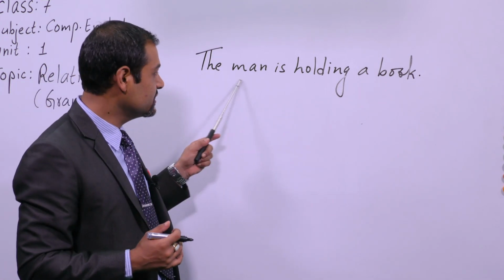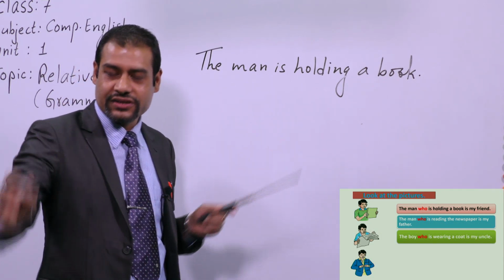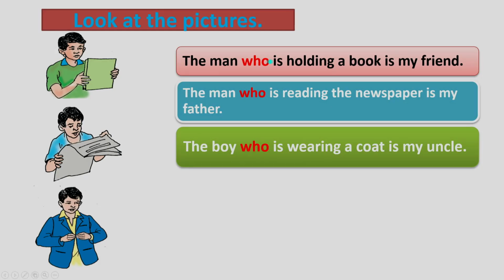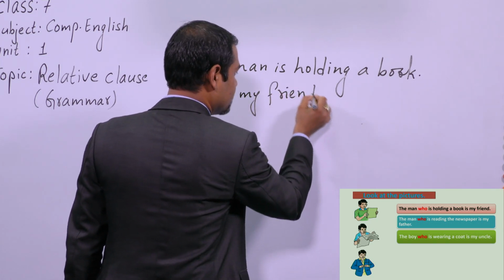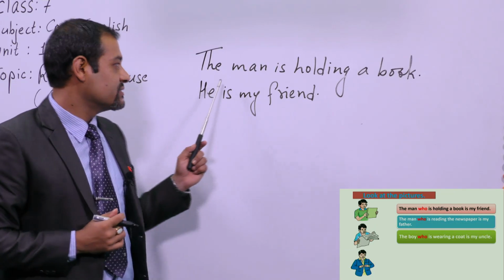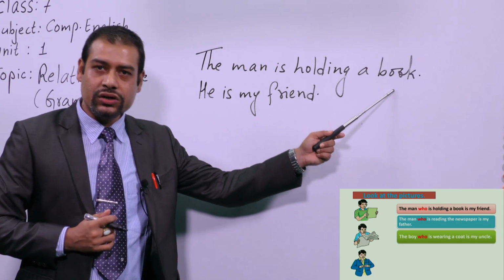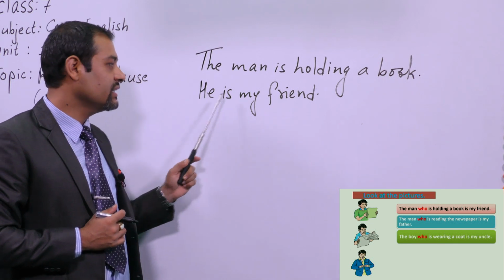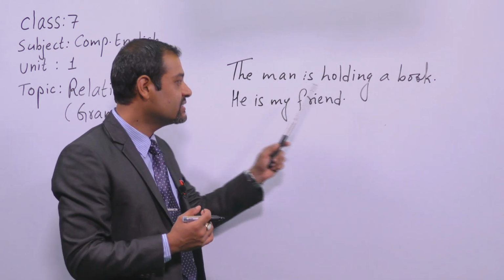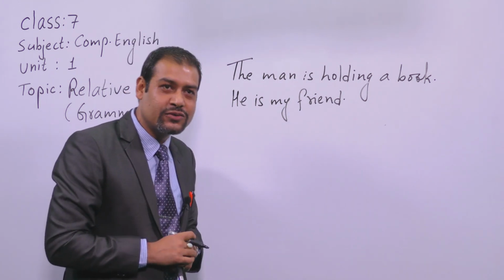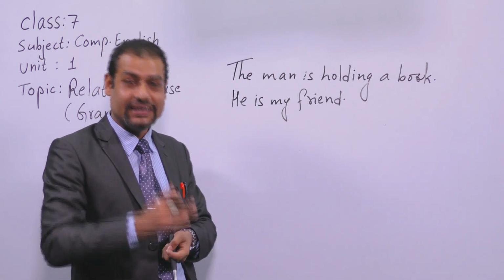Now, this is one sentence. How can you write another sentence from it? I have written here, the man who is holding a book is my friend. So what can be another sentence? You can write simply, he is my friend. So there are 2 sentences: the man is holding a book, and he is my friend. If I ask you to join these 2 sentences and make only one sentence, can you do that? How do you do that? Let's try.